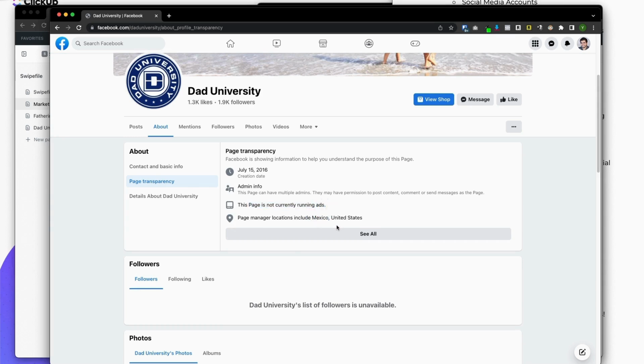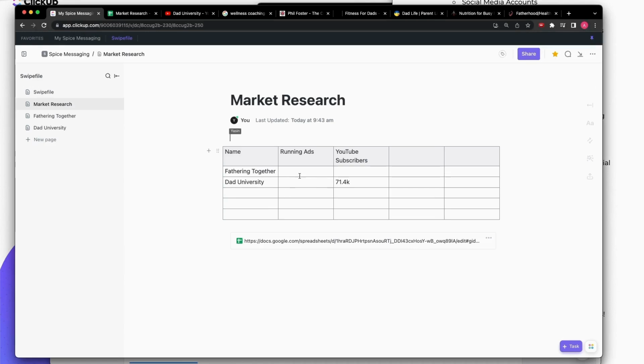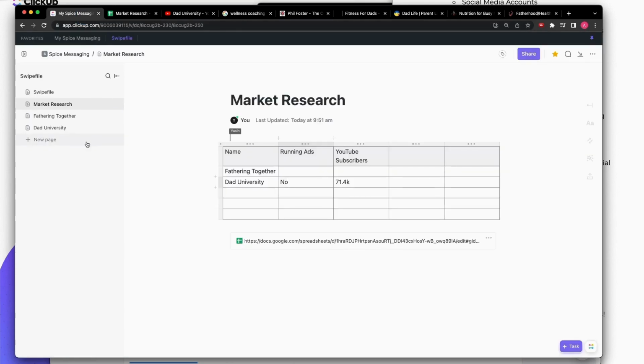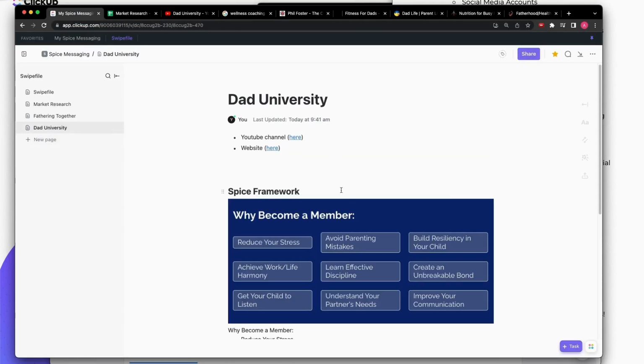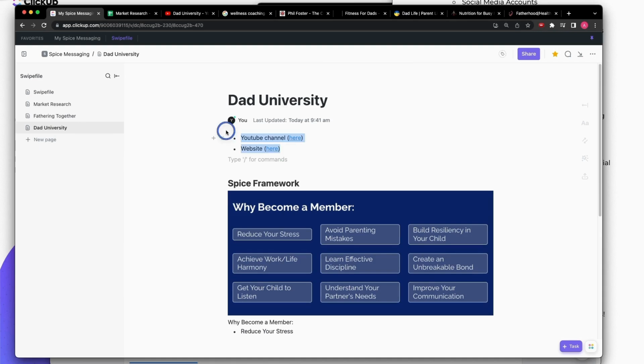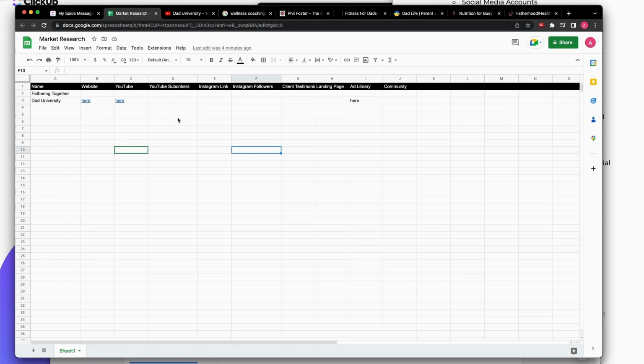But let me show you what it would look like if they are actually running ads, okay? So in this case, we're going to come back over here. Are they running ads? The answer is no. If you're using Google Sheet, I like having this, but then I like having this on ClickUp for the additional notes that I want to put, like Spice Framework, all that kind of stuff. And then you might even have a combination of the two. You can have some of the main important links here, and then some of the other data that you want to put, you can put over here.